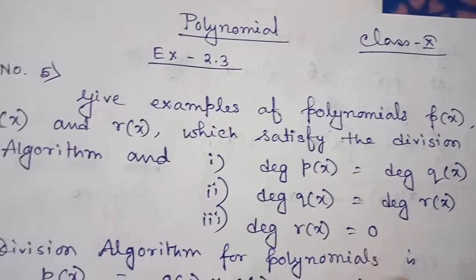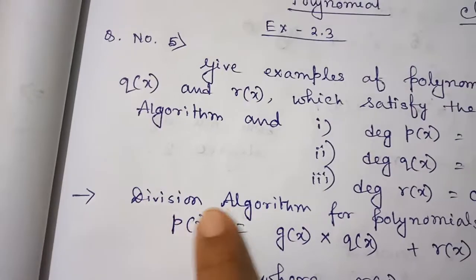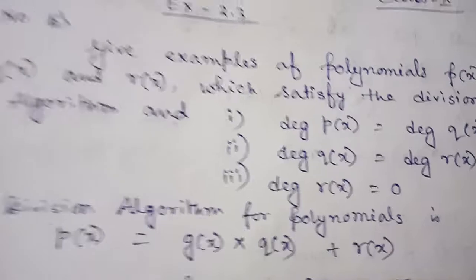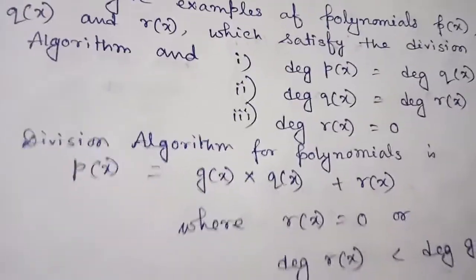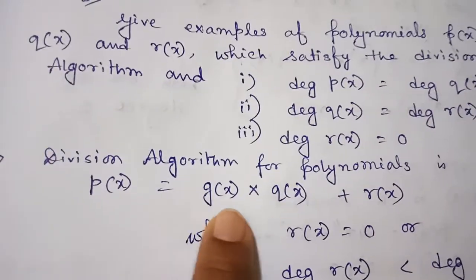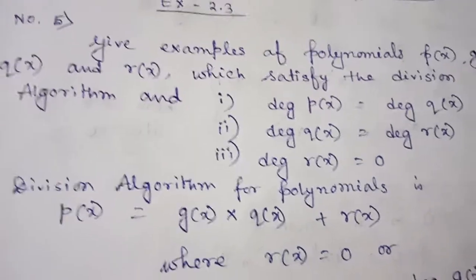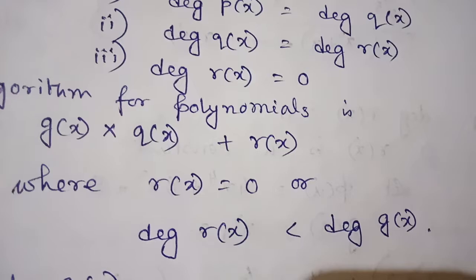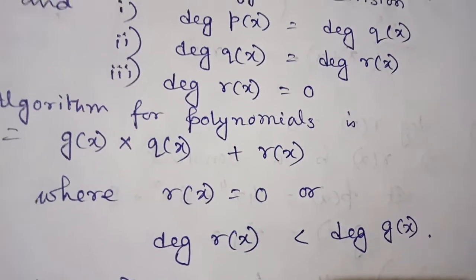So let's start. Now the solution is, the division algorithm for polynomials, I have written it once so that you can recall the memory. P of x is equal to g of x into q of x plus r of x, where r of x equals 0 or degree of r of x is less than degree of g of x.